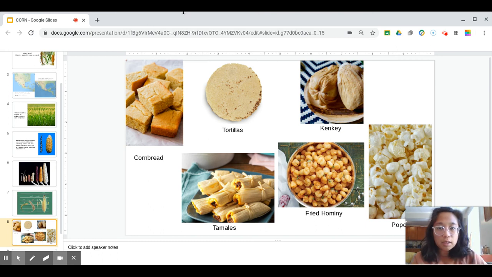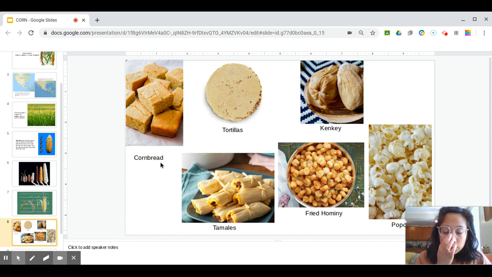To end part one, I just wanted to show some pictures of some different foods made out of corn. Cornbread, tamales, tortillas, kenki, of course. We can't forget about our kenki. Fried hominy is like fried big pieces of corn. And of course, popcorn. And there's all different types of corn dishes, but these are just a few that might be familiar to you.